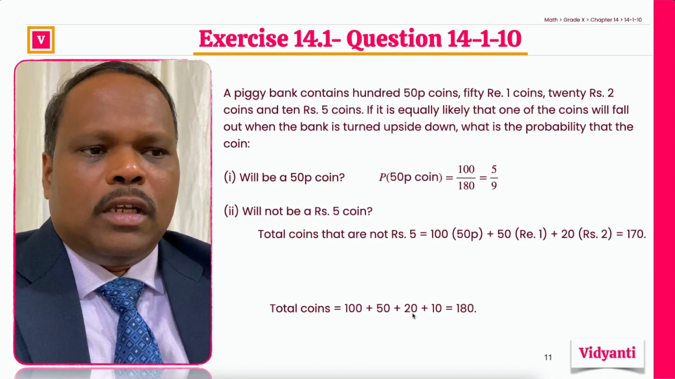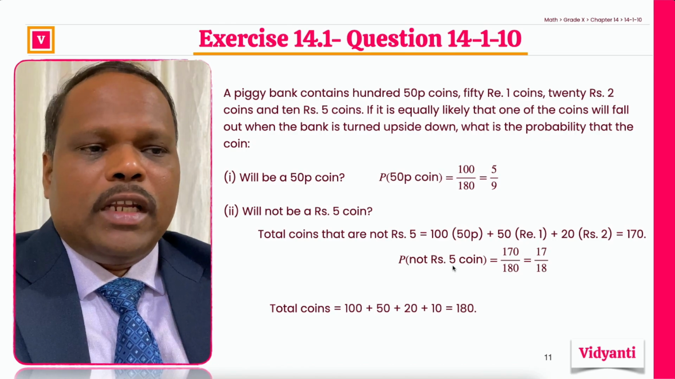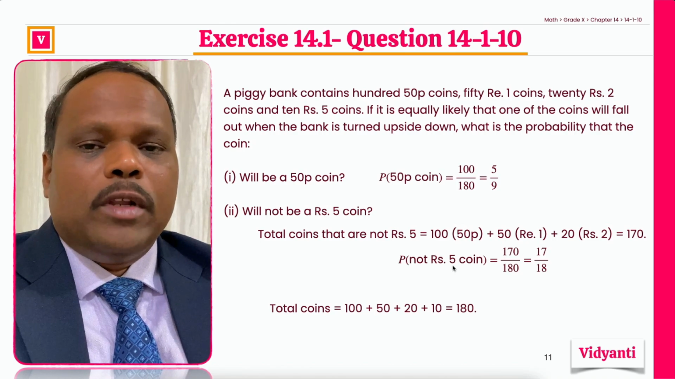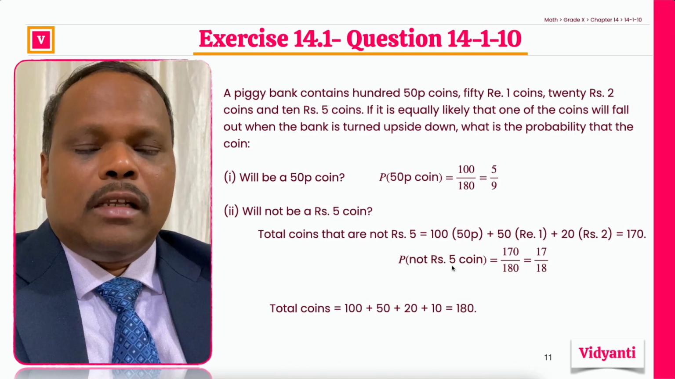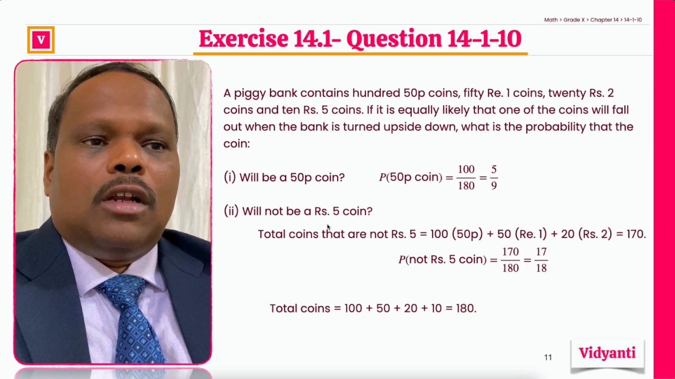So that will be 170. So it will be 170 divided by 180. On simplification, it will be 17 by 18. Another option is not 5 rupee coin.